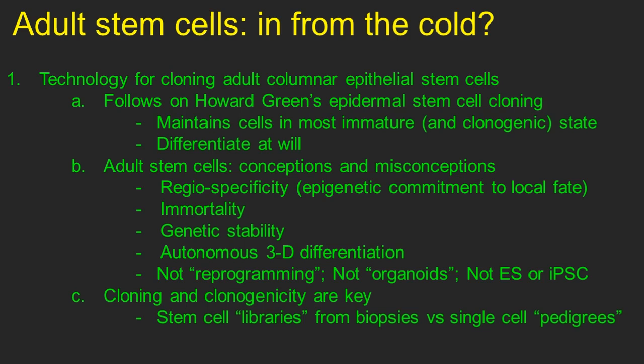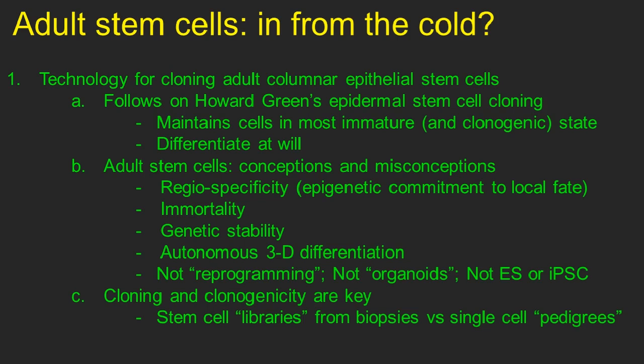So we're into the realm of adult stem cells, and there's just a myriad of conceptions and misconceptions about what these cells are. And what we're finding, and we and others, is that there's a remarkable regio-specificity to these stem cells. So if you look along the anterior-posterior axis of the gastrointestinal tract or the airways, it's very clear that there's epigenetic commitment along these, such that there's not one intestinal stem cell, but there's stem cells for different regions of the stomach, different regions of the intestine, and different regions of the colon and rectum.